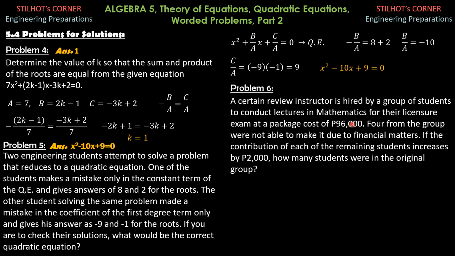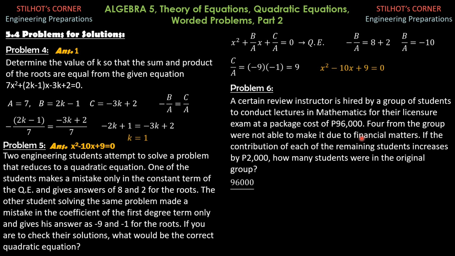Then the adjusted contribution would now be 96,000 over X plus 2,000 for each of the remaining students, and the number of remaining students would be X minus 4 because it is stated here that 4 from the group were not able to make it.